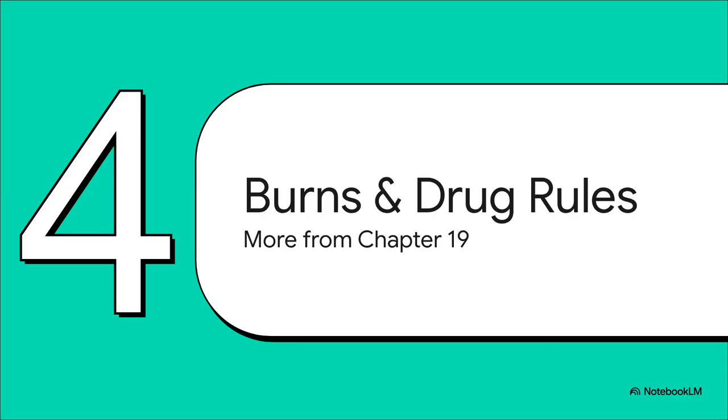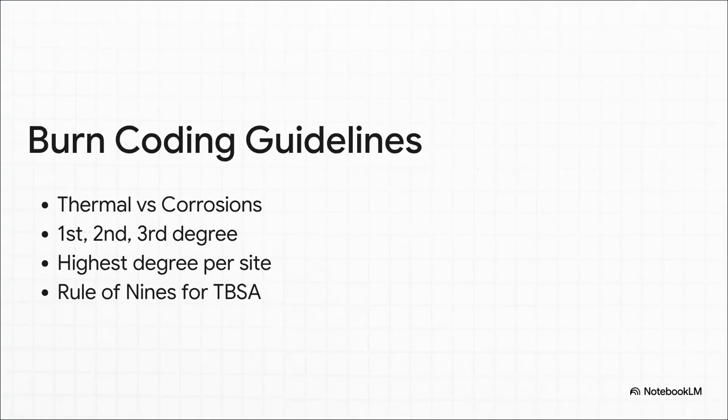Section 4. Burns and drug rules. First things first, you need to distinguish thermal burns from corrosions, which are basically chemical burns. Burns are classified by depth. First degree is superficial, second is partial thickness, and third is full thickness. Now, the exam absolutely loves to test this specific rule. When multiple degrees of burns are present in the exact same anatomical site, you always code to the highest degree, period. Oh, and don't forget about category T31 to code the total body surface area using the rule of 9s.